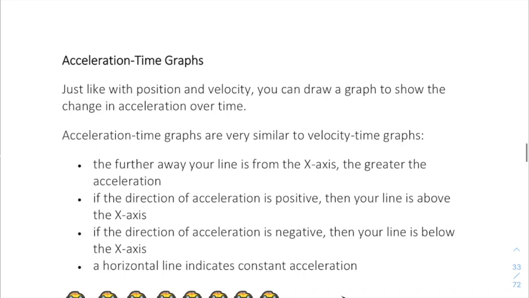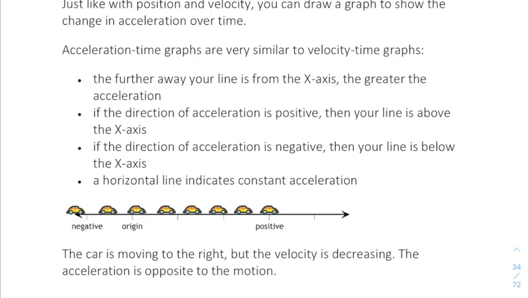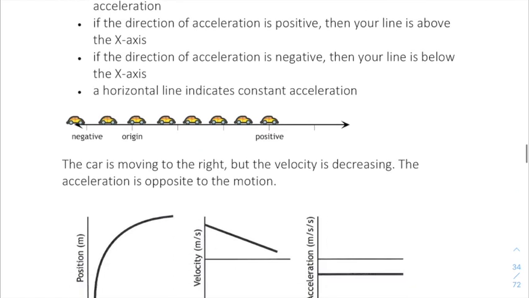Okay, so acceleration time graphs, just like position and velocity, you can draw a graph to show the change in acceleration over time. Acceleration time graphs are very similar to velocity time graphs. The further your line is from the x-axis, the greater the acceleration. If the direction of acceleration is positive, then your line is above the x-axis. If the direction of your acceleration is negative, then your line is below the x-axis. A horizontal line indicates a constant acceleration.